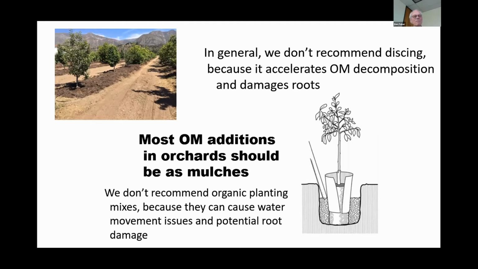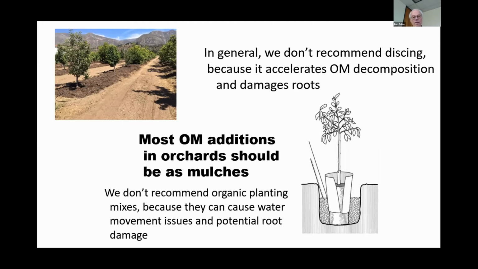Yes, Greg mentions some of these diseases that are associated with stone fruits and pome fruits that are related to high nitrogen, but in general, in citrus and avocados, we're not dealing with fruit diseases. We're dealing with root diseases. And the first line of defense for root diseases is don't disturb the soil. So this goes back to why we recommend using mulches, where they're surface applied, and we don't disrupt the soil by disking. So most organic matter additions in orchards should be as mulches.